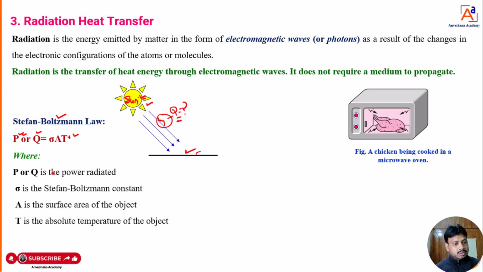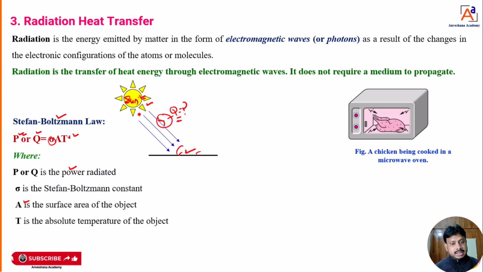Then what is P_rad? That is the power radiated. That means heat energy transmitted. Then what is sigma? It is the Stefan-Boltzmann constant. To determine the rate of heat transfer we require a constant. That constant is sigma. Then area. So dear students, assume that there is a plate actually. That plate has an area.